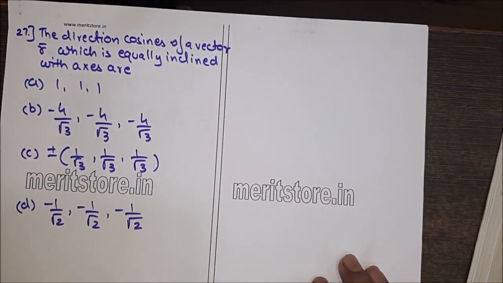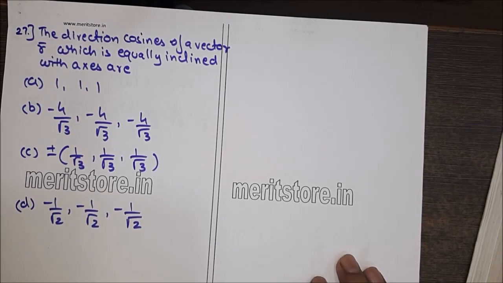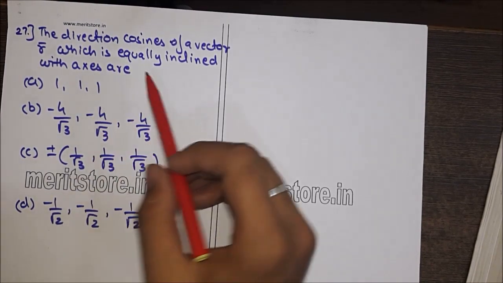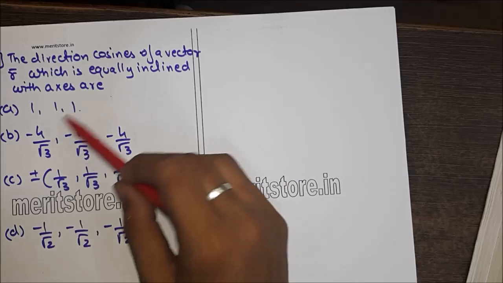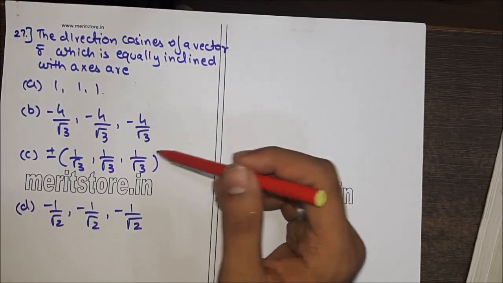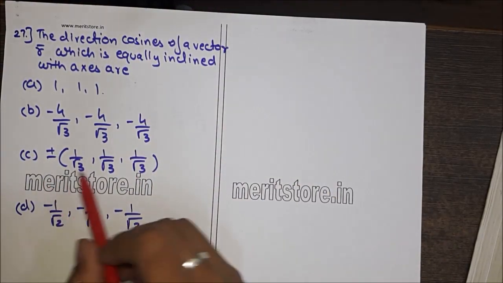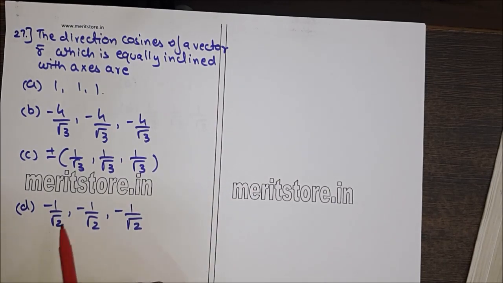The direction cosines of a vector R which is equally inclined with the axes are: option A, 1, 1, 1; option B, minus 4 by root 3; option C, plus minus 1 by root 3; and option D, minus 1 by root 2. So let us solve this.